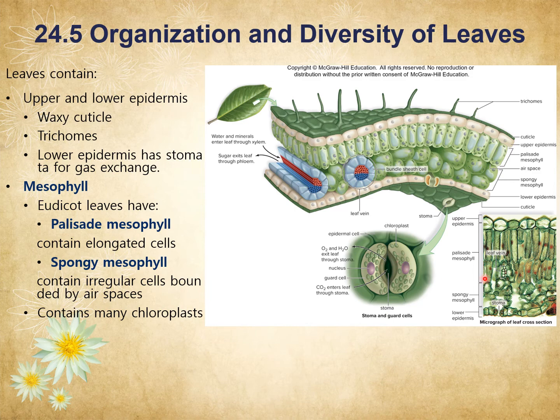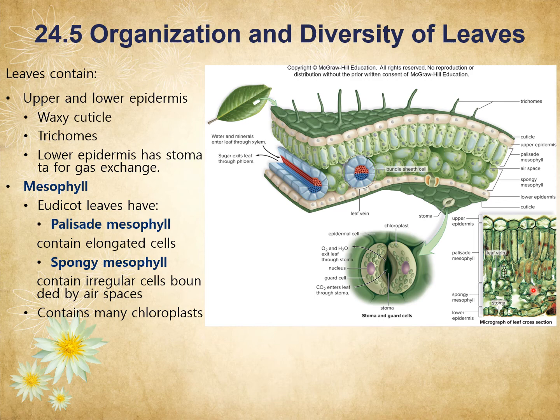So the body of a leaf is composed of mesophyll. They have two types, which are palisade mesophyll and spongy mesophyll. They are very different from one another if you can see the structure. The palisade mesophyll contains tightly packed elongated cells, and the spongy mesophyll contains irregular cells bounded by air spaces.